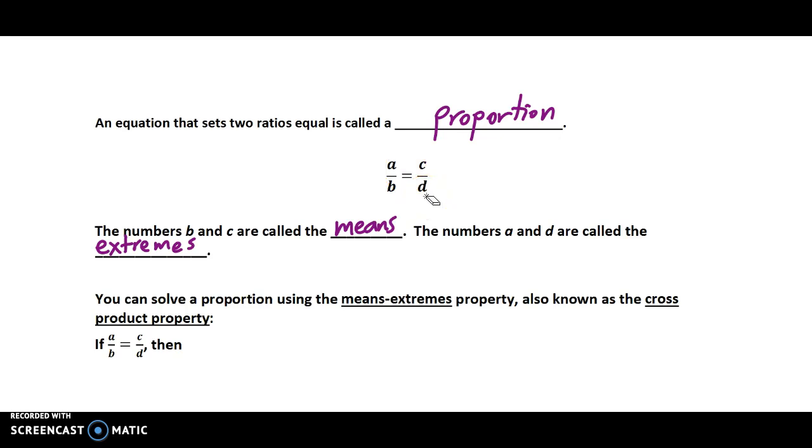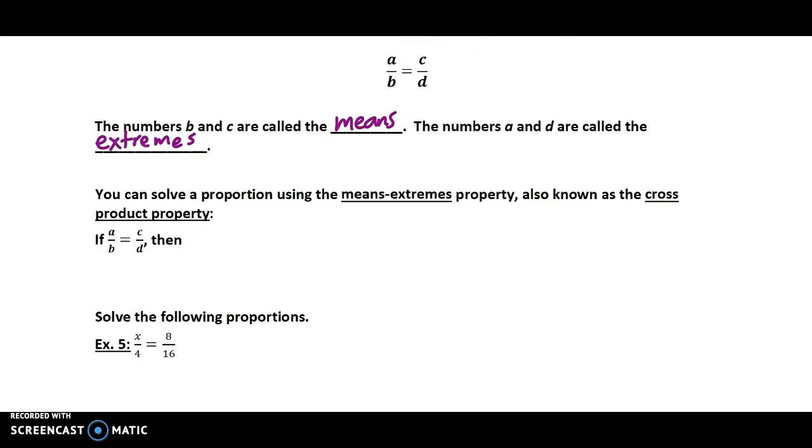A over B equals C over D. The A and the D are as far away from each other as possible. So you can solve this proportion by using what's known as the means extremes property. You know it as cross product or cross multiplication. Some of you know it as like the Hart method, right? Basically, if you have a proportion, you can cross multiply. So if A over B equals C over D, then that means A times D equals B times C. Basically, it gets rid of your fraction.